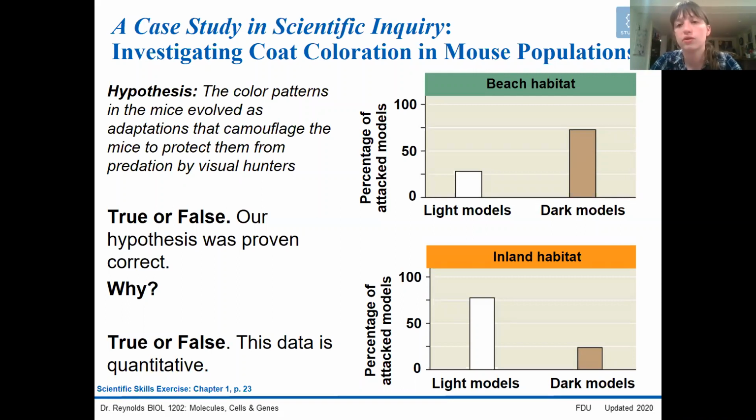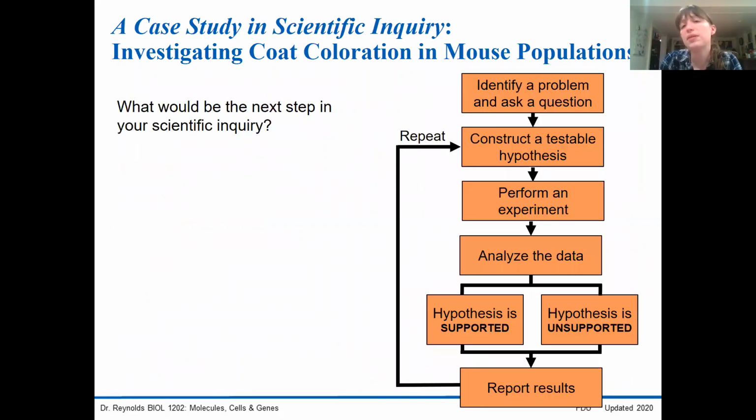So what would be the next step in your scientific inquiry? Well, quite simply, once you've reported these results, you would repeat this process by developing a new testable hypothesis that you could use.